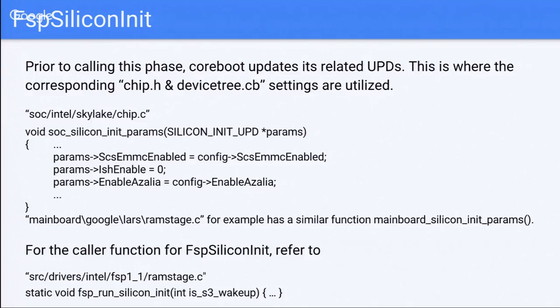My suggestion is if you have an option in the chip.h, you better initialize it in the devicetree.cb. Otherwise, you could be using 0 for all these options, which might not be the default. Right. Okay. So Martin, to use the FSP defaults, you can pass the UPD as a null pointer, and internally FSP can read the defaults and use them.